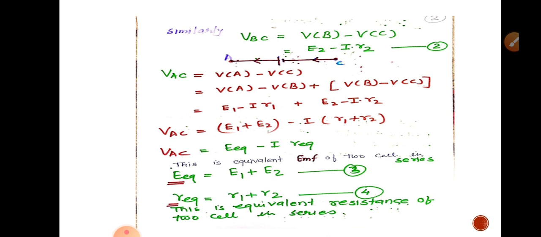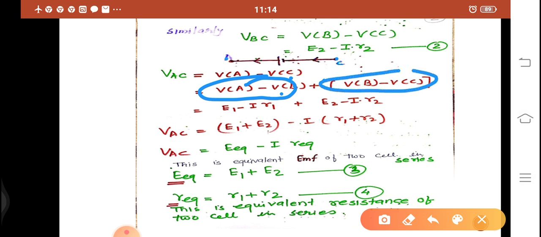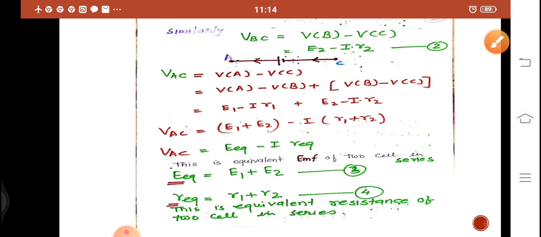If we join, so what is the total potential difference between A and C? This is A and this is C. It becomes one cell. So potential difference VA minus VC. Here we can add and subtract VB. This becomes E1 minus IR1, this becomes E2 minus IR2. So E1 plus E2 minus I common, R1 plus R2.